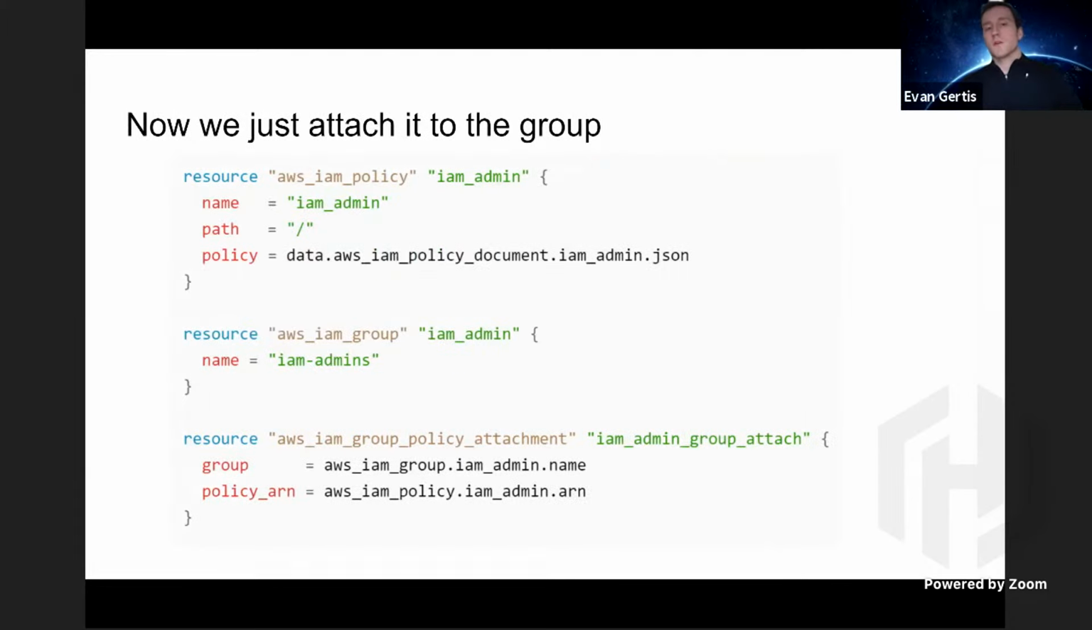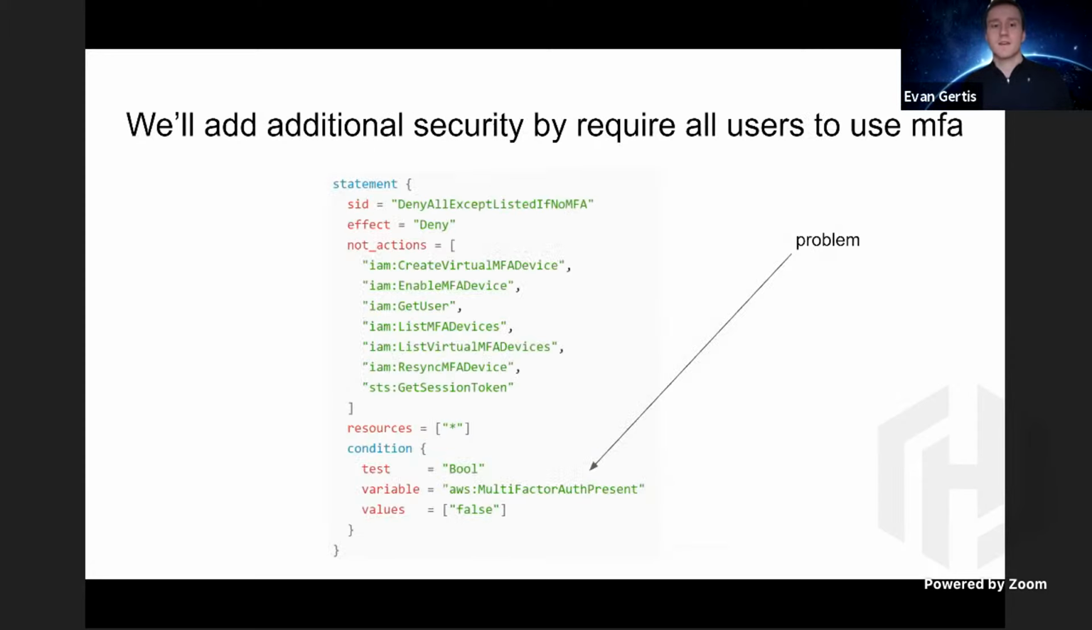Okay, so now that we have a policy, we can just attach it to the group. This is what it looks like. So this is a great way to handle IAM. We just create a policy, a group, and then we attach it to it. We're not putting these on individual users, which tends to be a problem if we're offboarding or onboarding and someone doesn't have access, or even worse, they're leaving and they still have access.